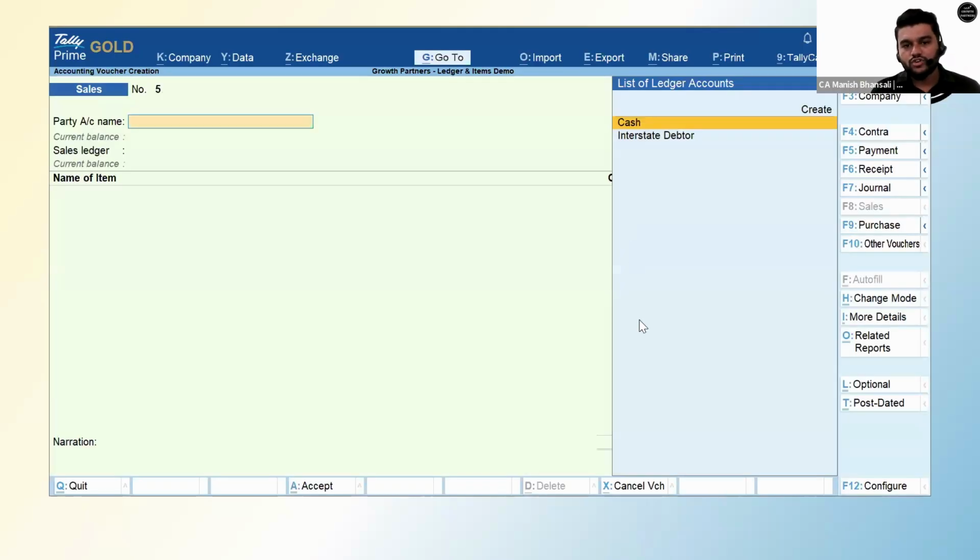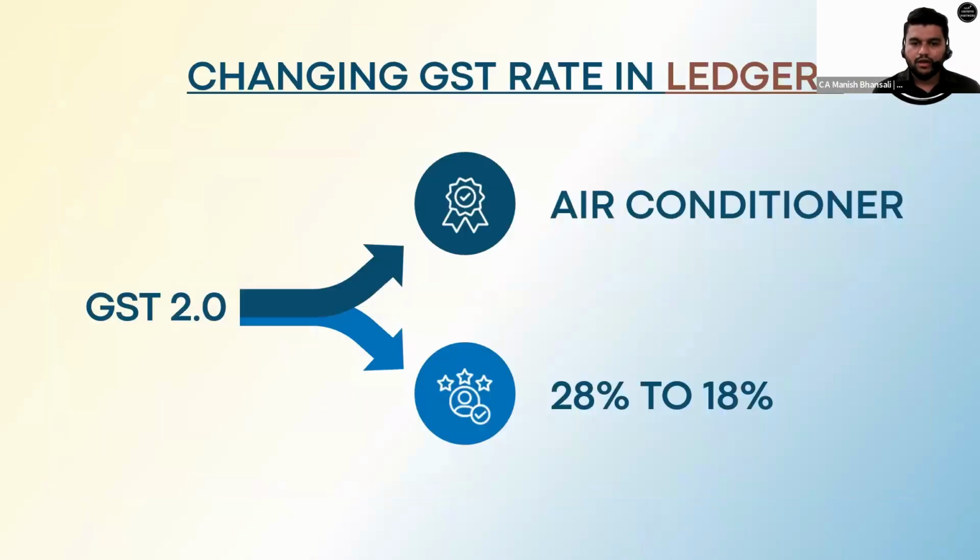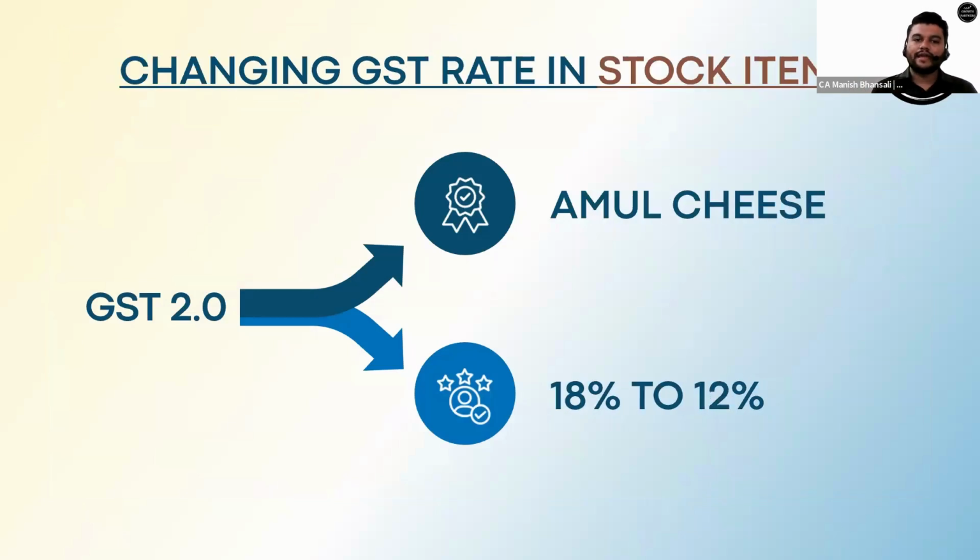So this is how you change the rate at the ledger level. We took the example of an air conditioner and changed the rate from 28% to 18%. Now I'll take an example of stock items. Like you all know, for the cheese category as such, they've reduced the GST rate from 18% to 12%. This is the change they've made.